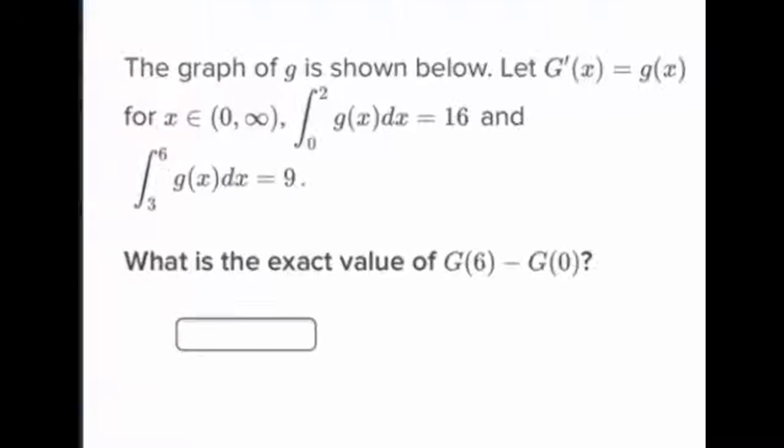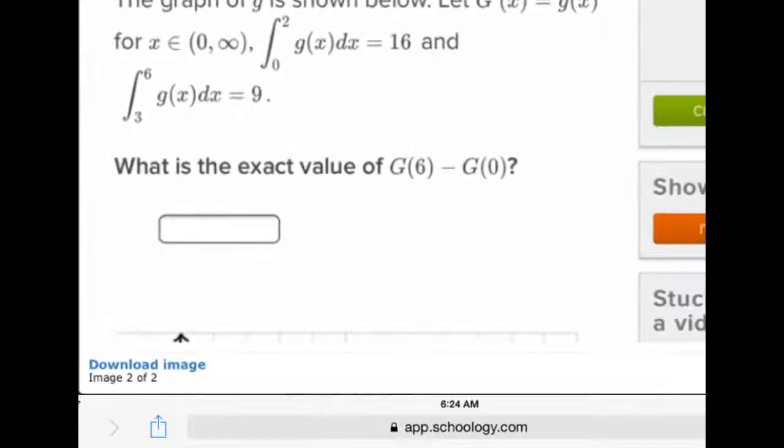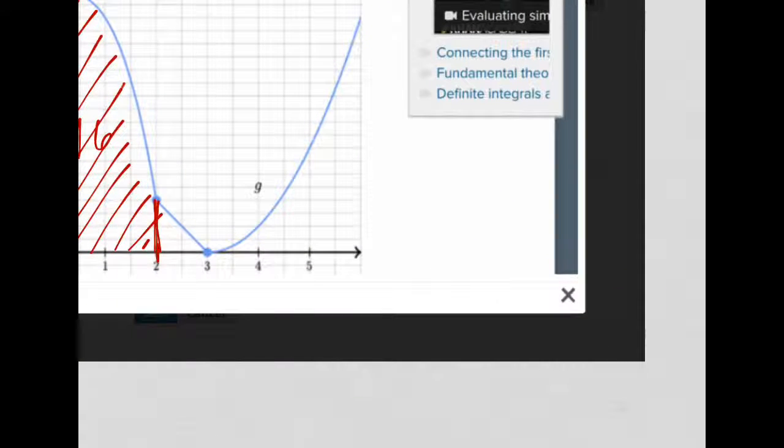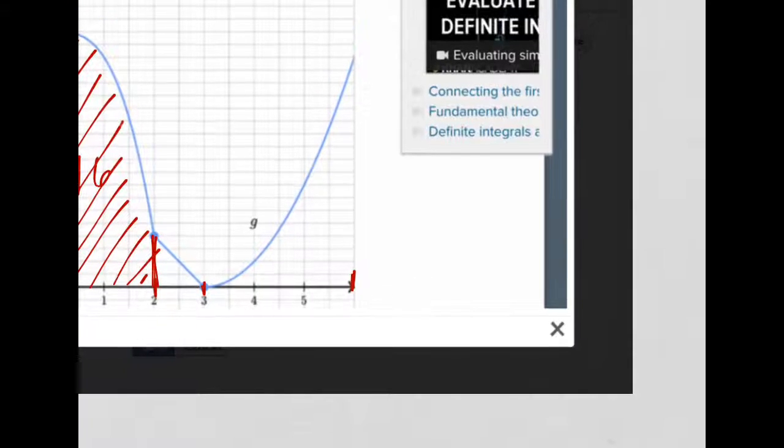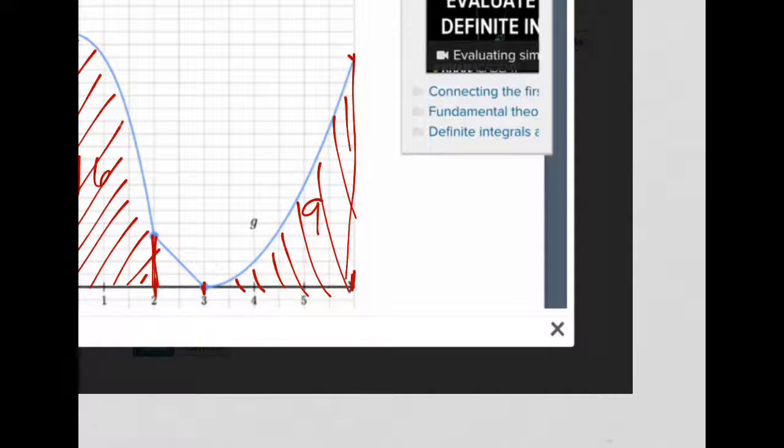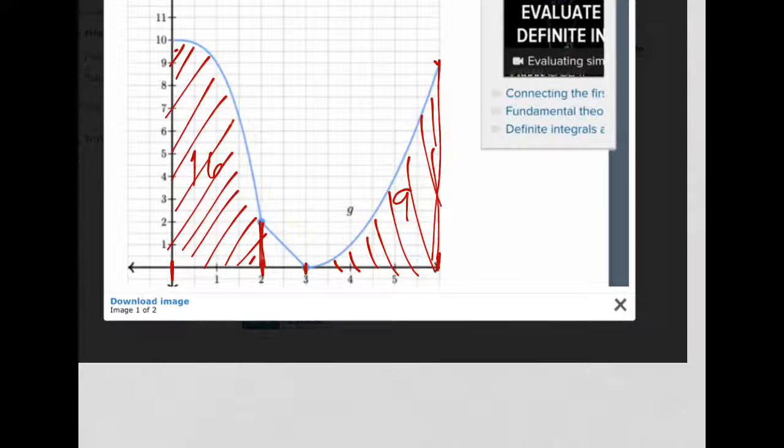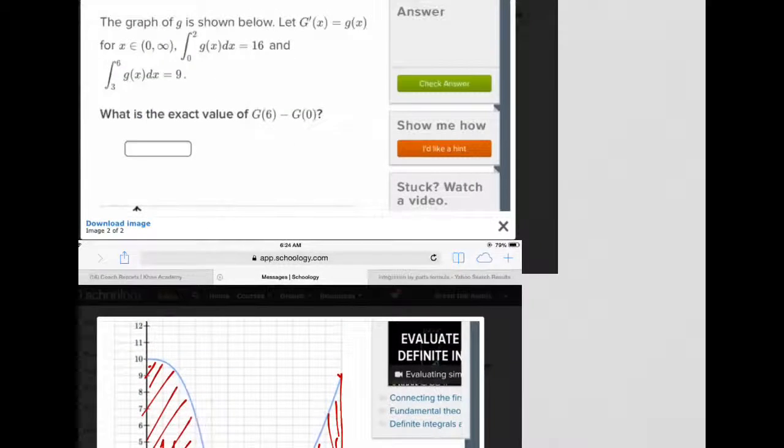And then they also said that the area from 3 to 6 is 9. So what's that? That's from 3 to, looks like 6. This area is 9, right? Okay. So to get the area from 0 to 6, I just have to find the area of that triangle. But wait a minute, how did I know that I just need to do that?